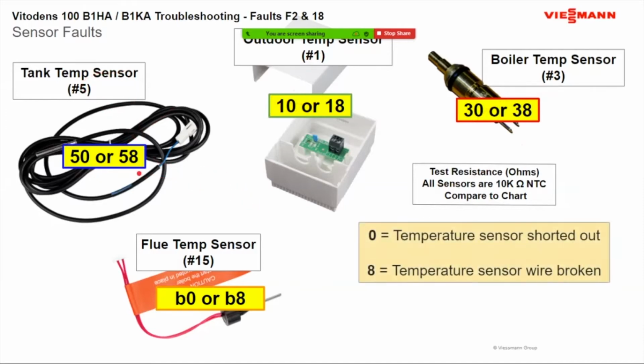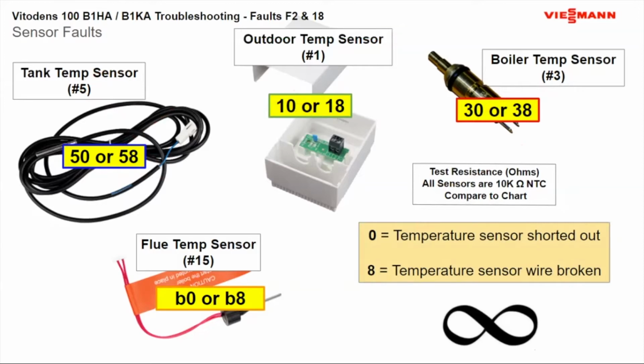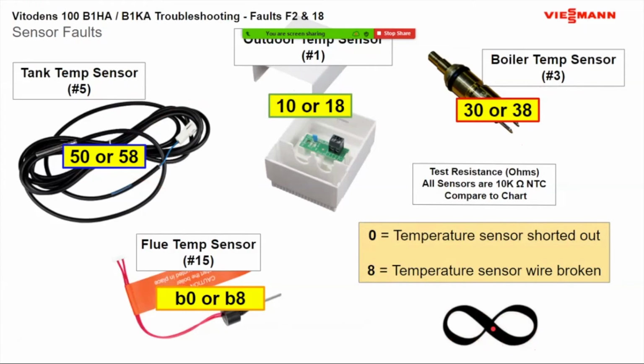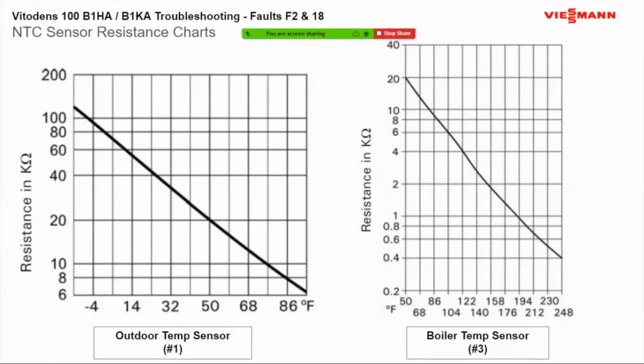And what do those mean? So if you had a 50, the 0 would mean that the sensor is shorted out or your wire is shorted out. And if you had an 8, the temperature sensor wire is broken. So that's the infinity symbol turned sideways, if you had your meter on there. So that's a neat little helpful tool as well.